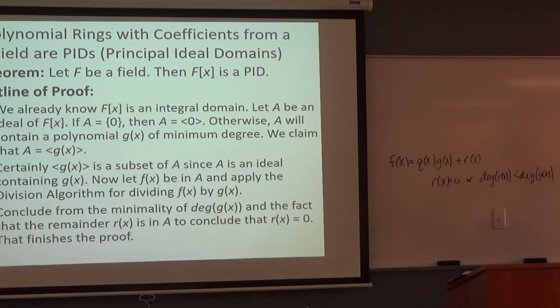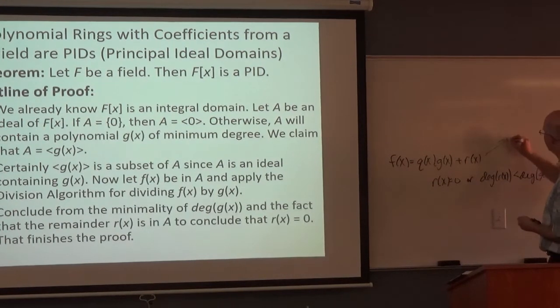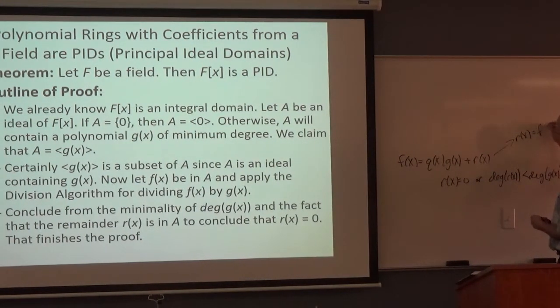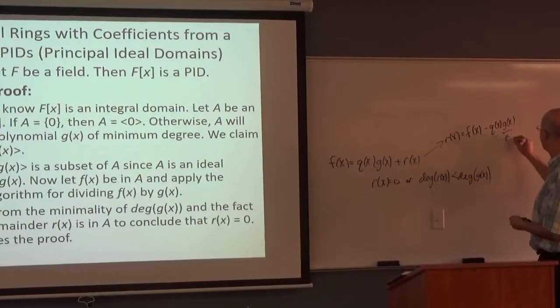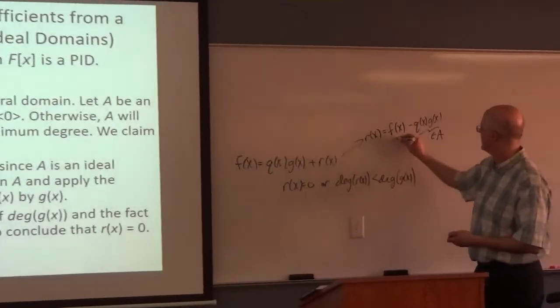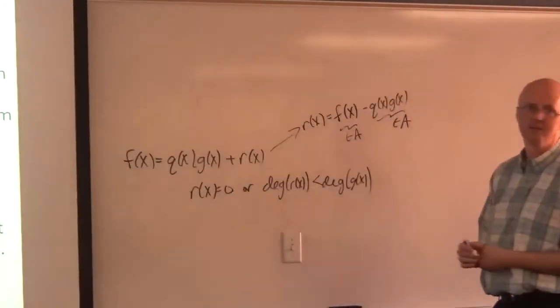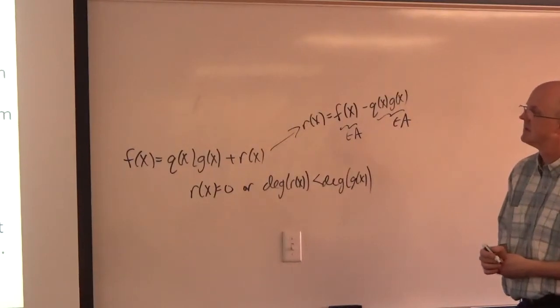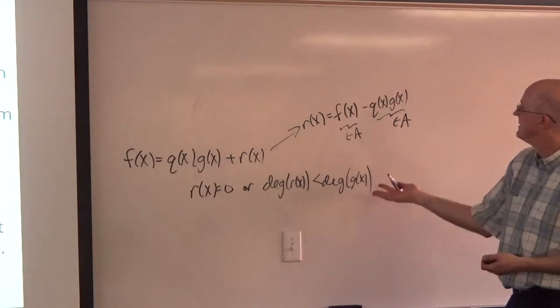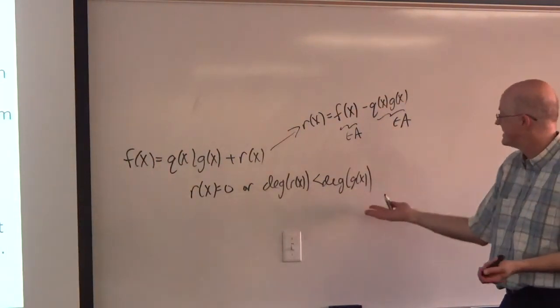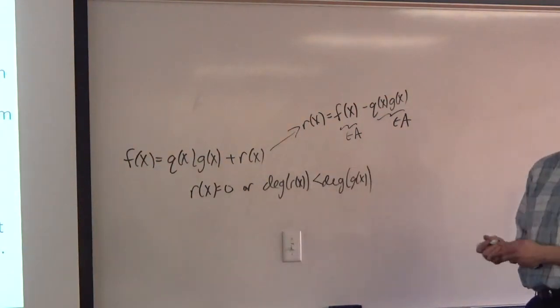The degree of G is minimal in A, and this equation would imply R would be in A, because R would be f of x minus q of x times g of x. This is going to be in A, and this is going to be in A by assumption. Since, again, the degree of G is minimal, R has a degree less than G, or it's 0, it's got to be 0.